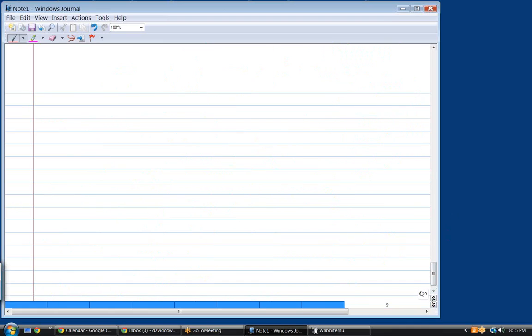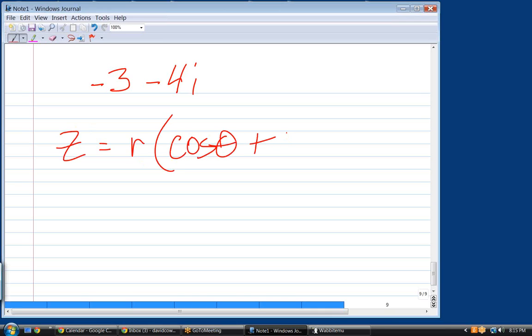Let's do another. This one I'll let you do. Okay. Here's the point. So, we know that the trigonometric form of this complex number is going to be, they use z, it's going to be r times cosine of theta plus i sine of theta.